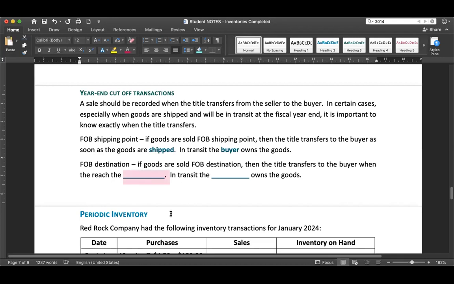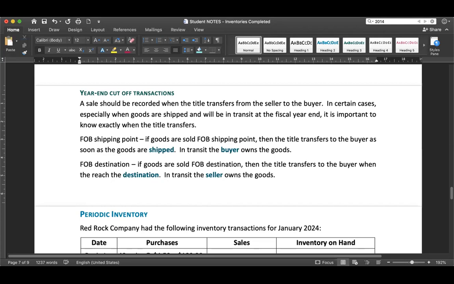All right, FOB destination, on the other hand, means that the title is going to transfer to the buyer when the goods reach their destination. So in transit, the seller will own the goods. So now what is important is that a business needs to know, if they bought goods from their supplier, were they FOB shipping point or FOB destination?